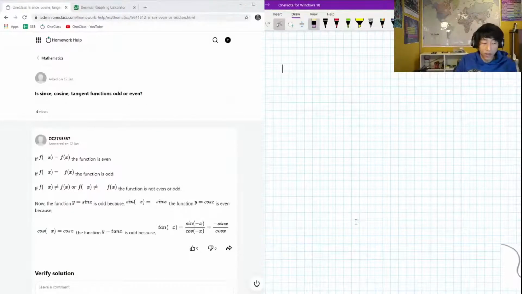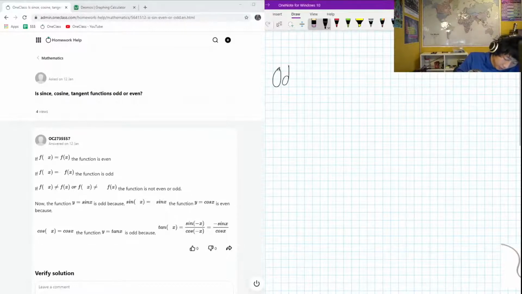Okay, so the next question that we have on the menu today is asking us if the sine, I think they're trying to say sine instead of since, is the sine, cosine, and tangent functions odd or even? So pretty much we just need to classify all of these functions as either odd or even. Now let's actually define what it means to be an odd function and an even function.